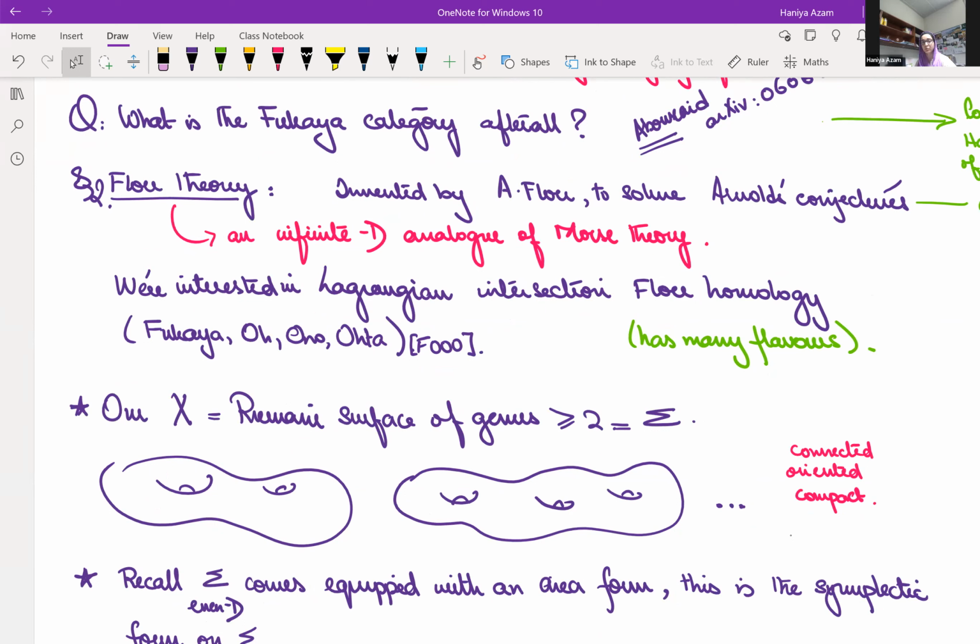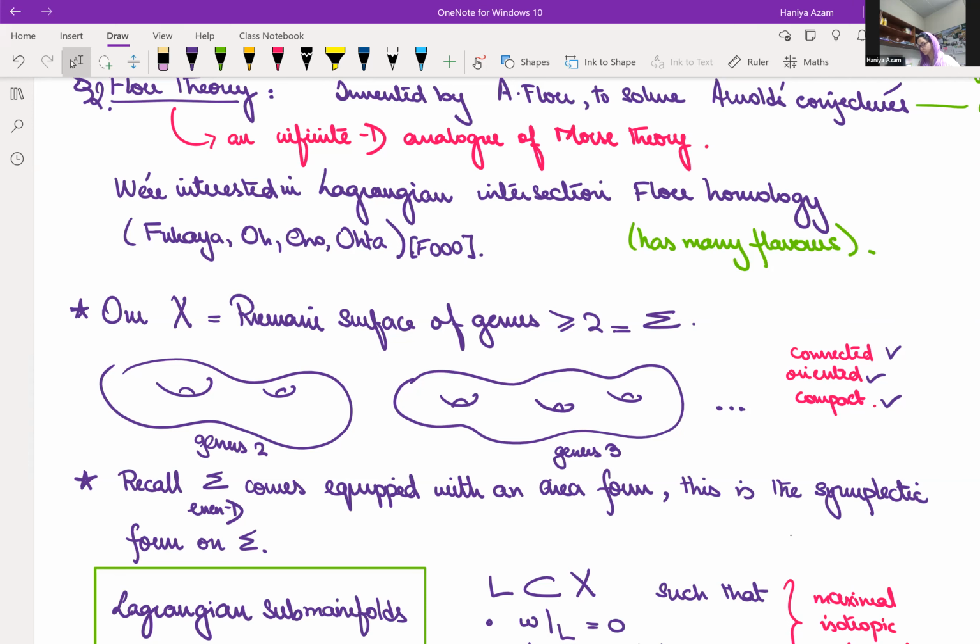We want it to be connected, oriented, and compact. To say it in one word, it's a closed surface. And so this is the Riemann surface X. It's a smooth, real, even dimensional manifold. It comes equipped with an area form, and this is actually symplectic.